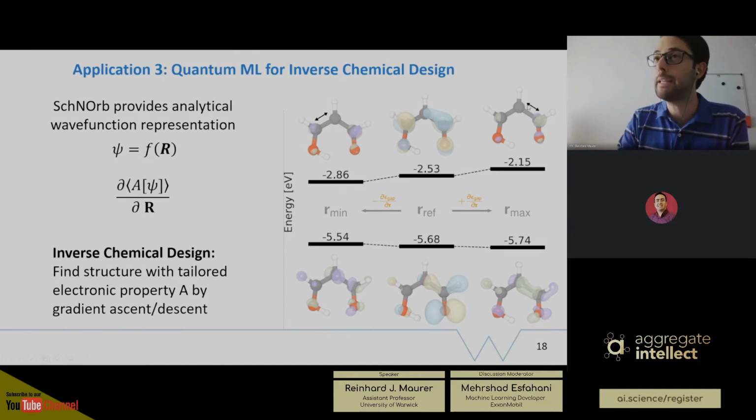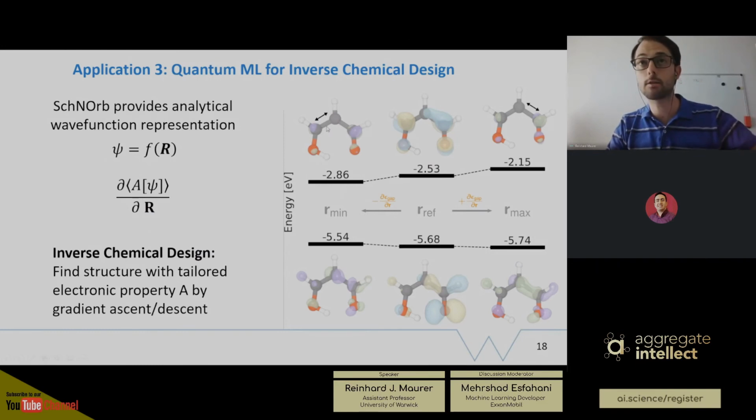And then we see that we need to stretch the bond on the oxygen that doesn't have a hydrogen. But if we want to have the lowest possible gap, we need to contract that bond and stretch the bond with the oxygen that actually has a hydrogen. So it gives a bit of a glimpse into what's possible when solving these problems.